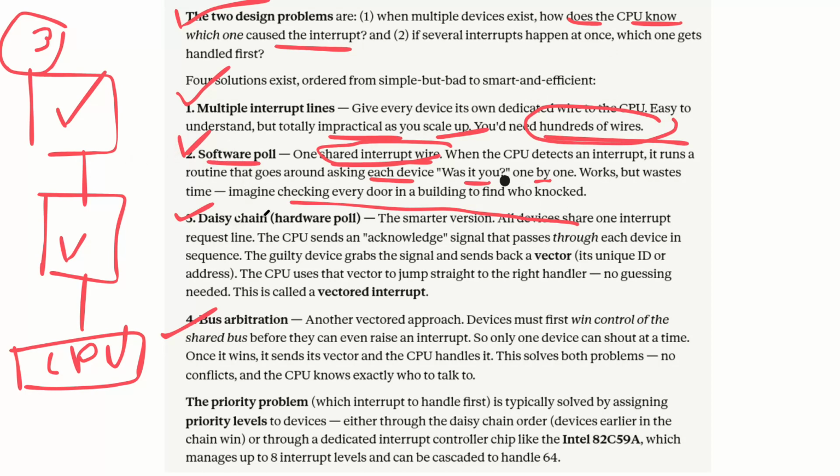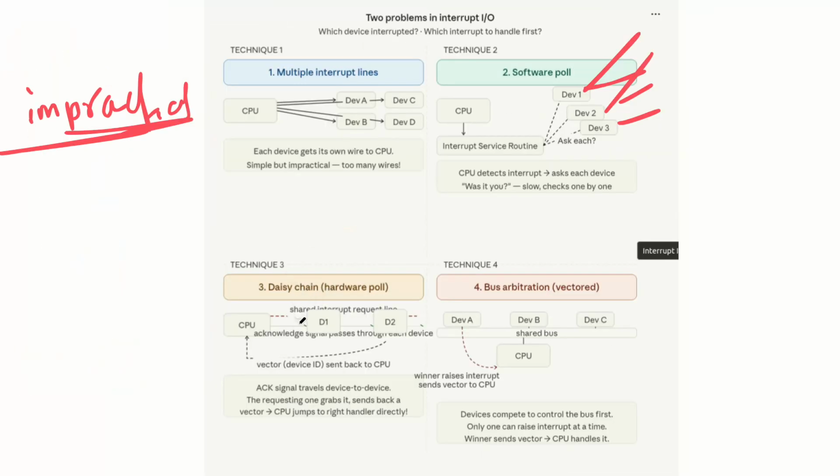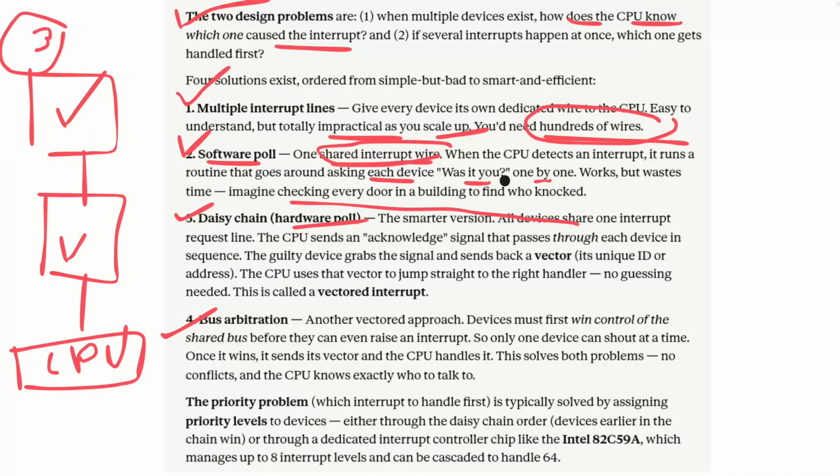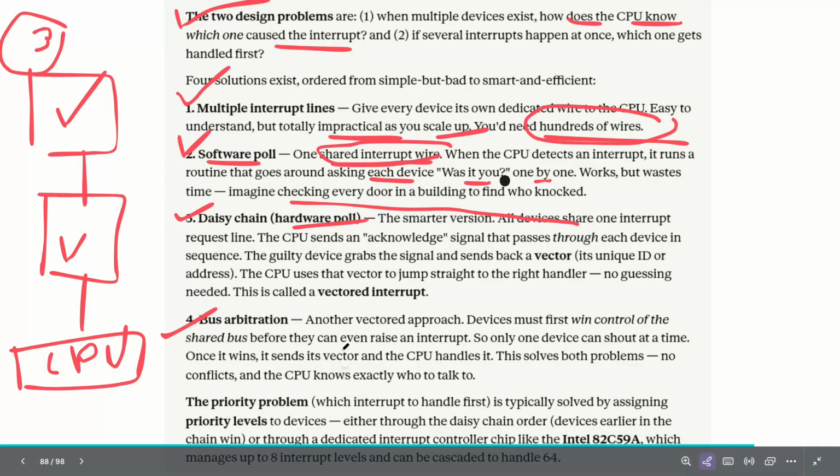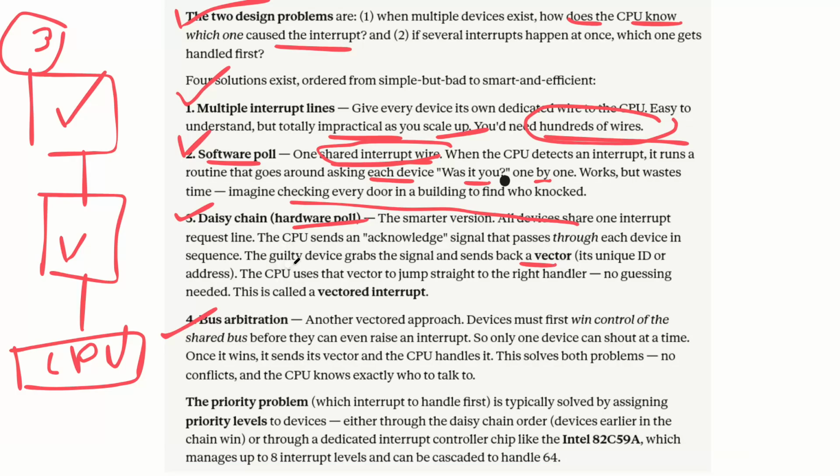Now next is daisy chain, which is known as hardware poll. It is a smarter version where all devices share one interrupt request line. Here the CPU sends an acknowledge signal that passes through each device in sequence. The guilty device grabs the signal and sends back a vector, that means its unique ID or address. The CPU uses that vector to jump straight to the right handler, no guessing needed. This is called a vectored interrupt.